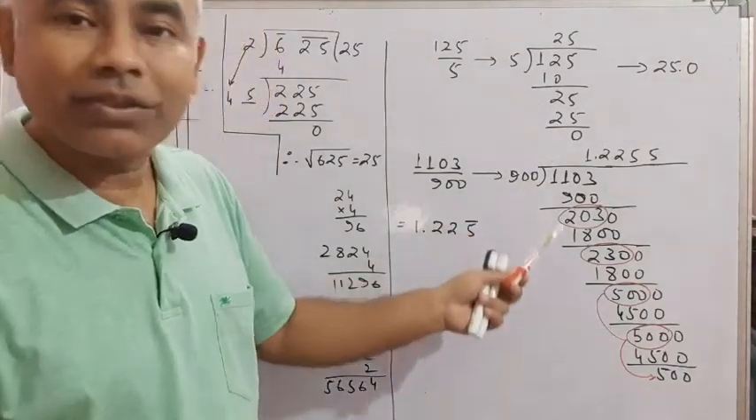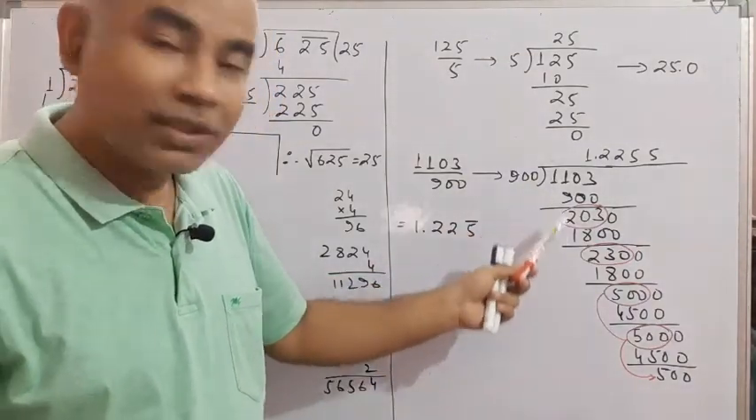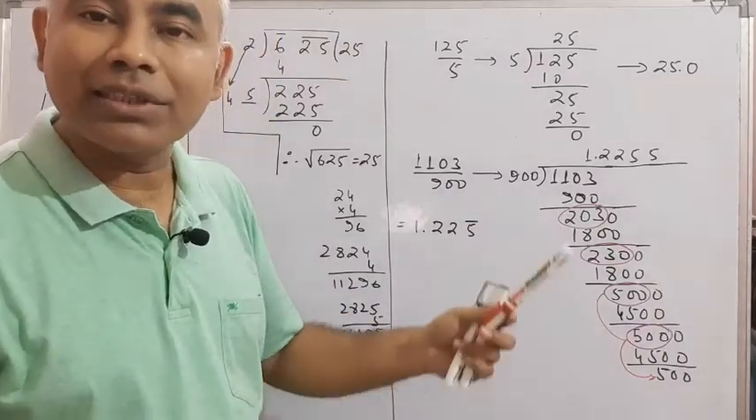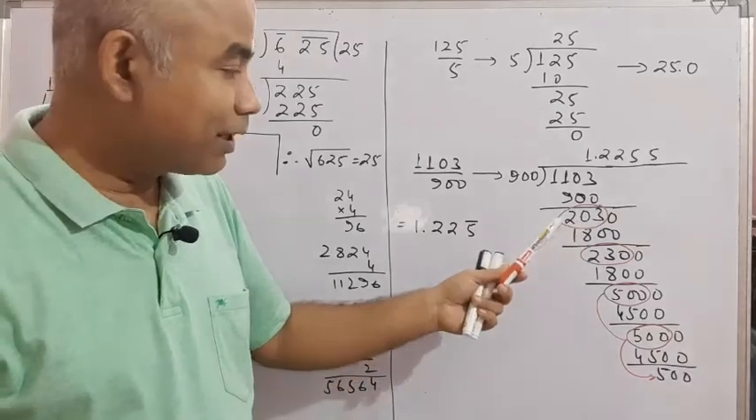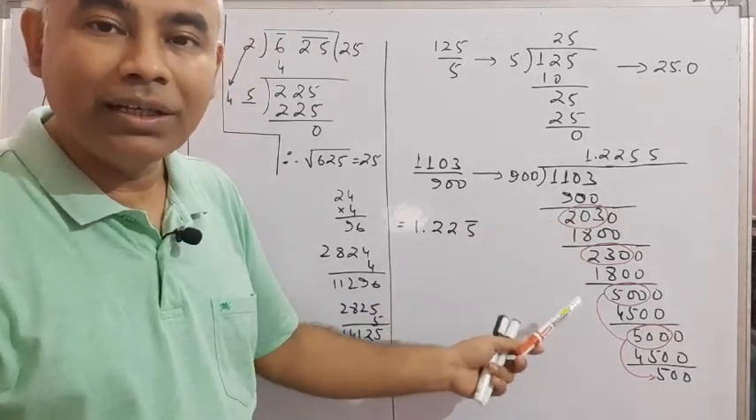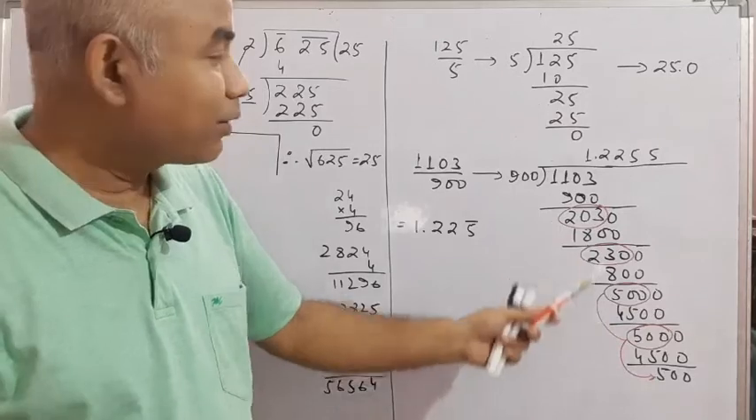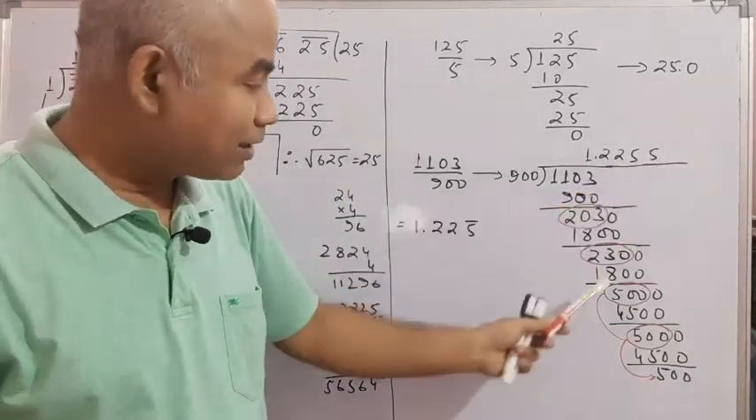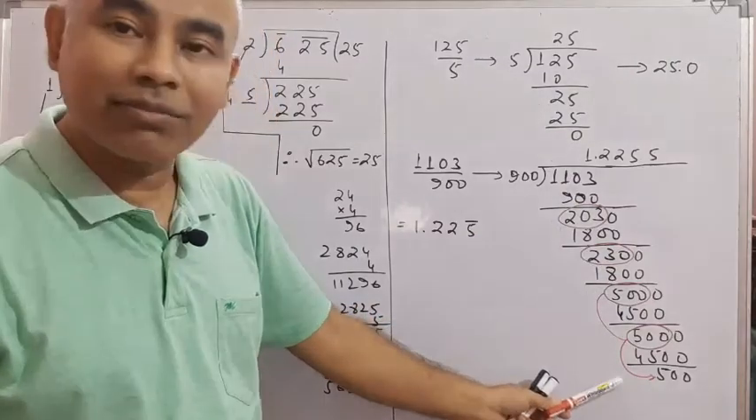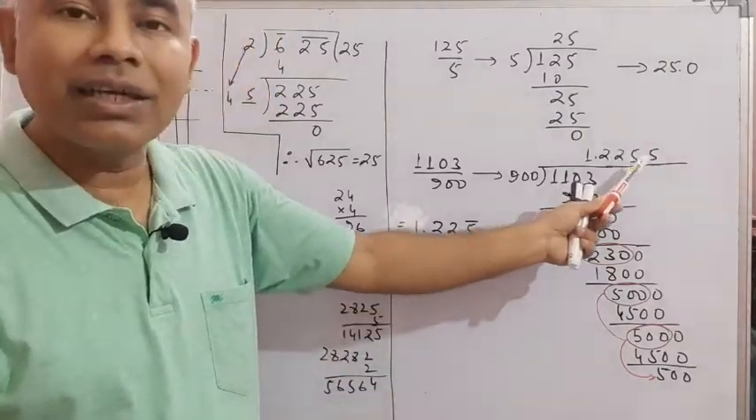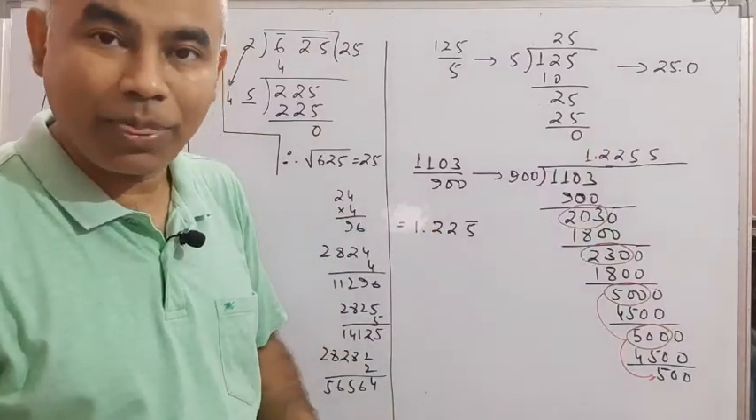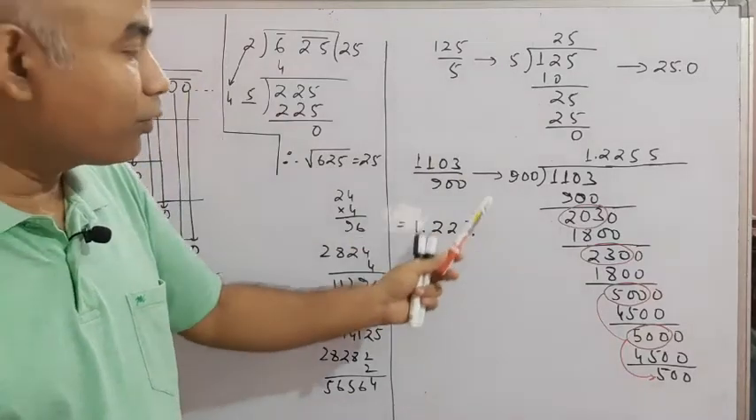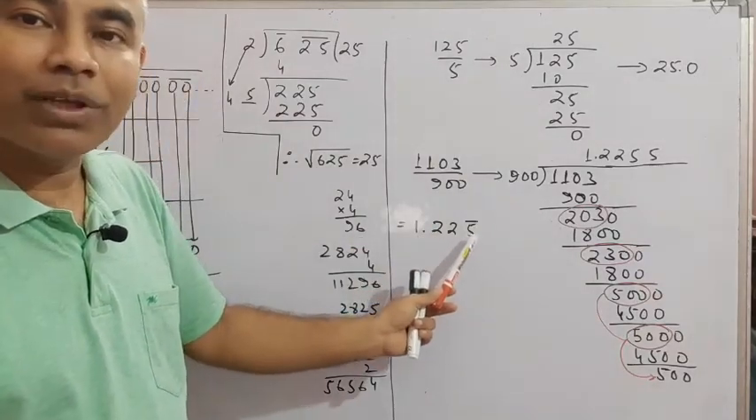after a few steps of this division process, I am getting the same number as remainder. After a few steps I saw that the remainder did not become 0, but the same number is repeating as the remainder. So I saw that the same number will keep coming again and again in the decimal place. Then I can write this as 1.22 with 5 repeating, so I put the bar on 5.